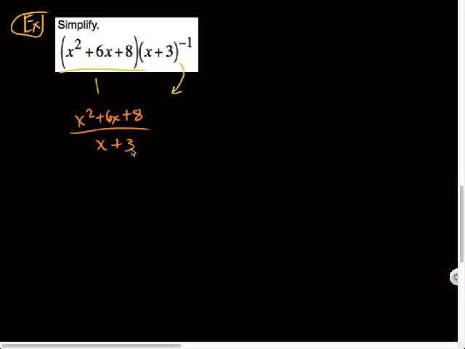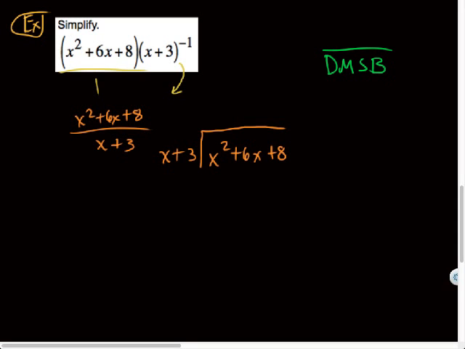And if I want to divide this now, let's set it up. So let's see. What is the dividend? Dividend is the x squared plus 6x plus 8. So that's going on the inside of the division bar thing right here. And the divisor is the x plus 3 on the outside. And we're going to use exactly the same technique. I'm going to divide, multiply, subtract, bring down, repeat. Rinse and repeat.